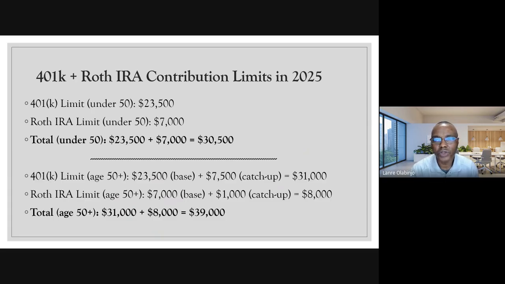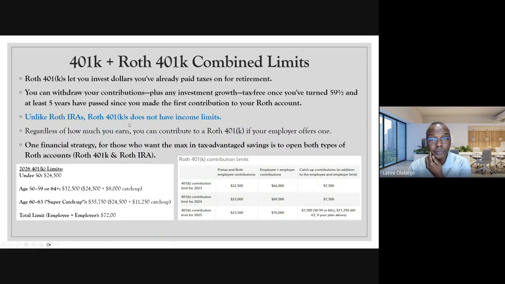So if you're under 50, you can contribute about 30,523 plus 7,000 to your IRA. If you're over 50, it adds another 7,500 to that base, another 1,000 to your IRA, bringing it to a total of 39,000 if you're above 50. So your limit is higher. However, in total, there's a limit on what you contribute and what your employer contributes. You'll notice the numbers change every year. The IRS has been increasing the limits. Right now, that limit is 72,000.